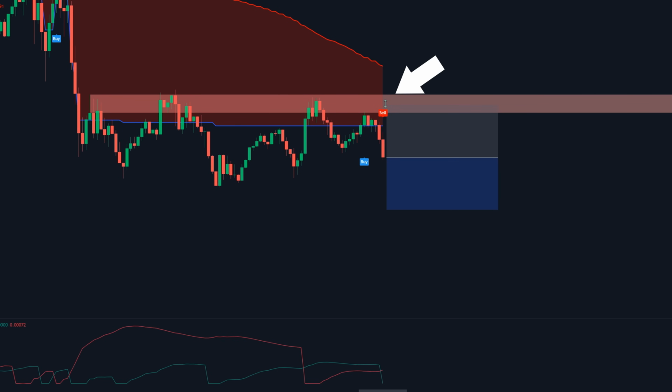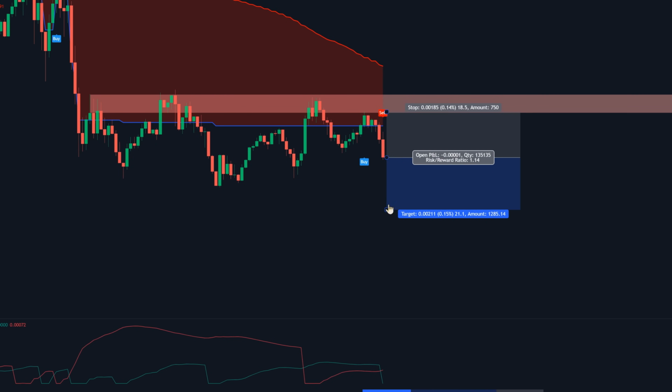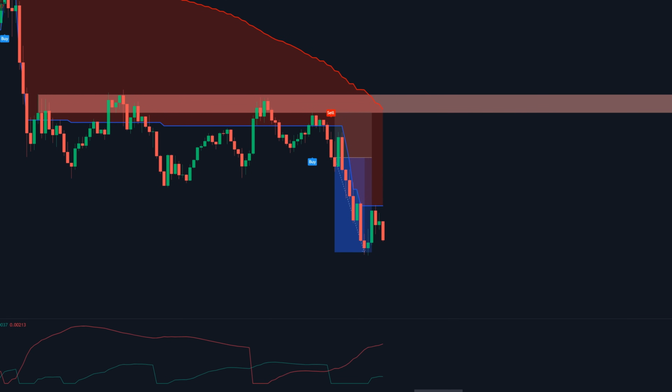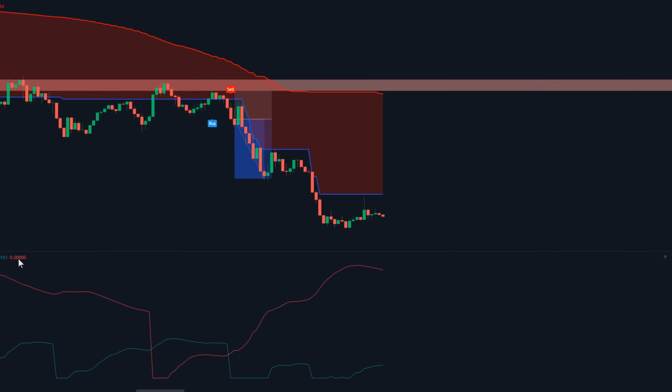Set the stop loss right above the most recent swing high. For the take profit, we're going to set it at 2 times the risk. We let this trade run and hit take profit.